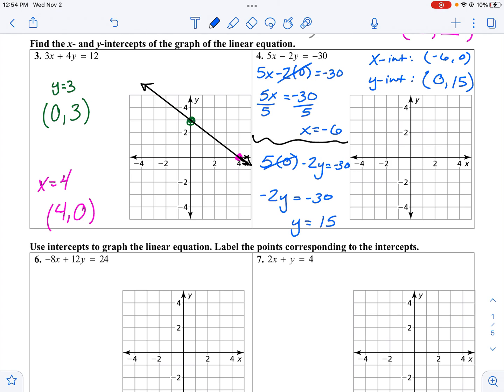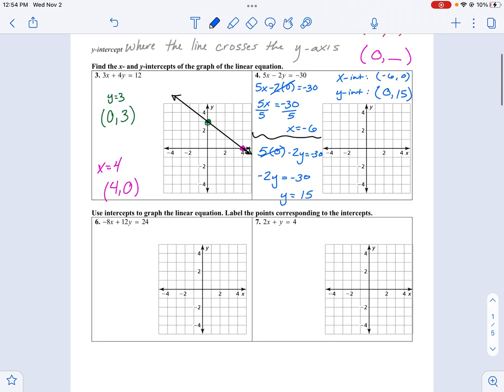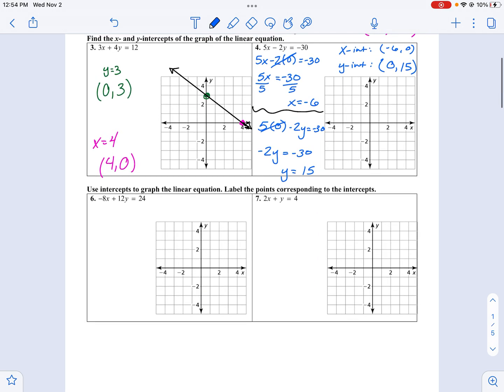All right. Why don't you try pausing the video, find your x-intercept by substituting 0 for y, find your y-intercept by substituting 0 for x, and then unpause to check your work when you're done.